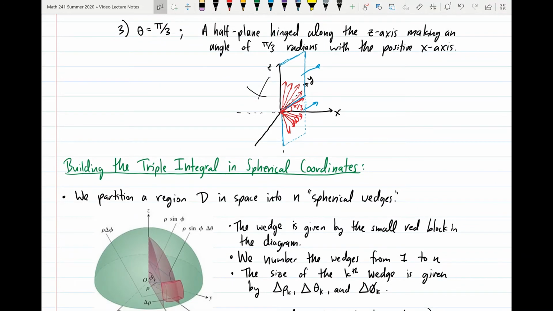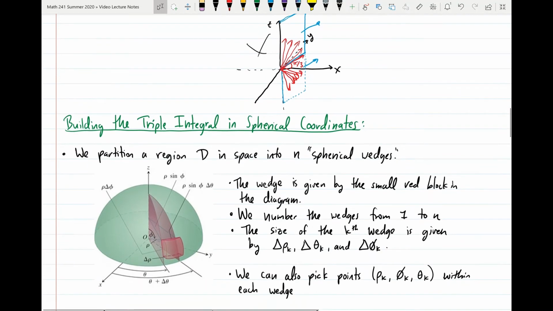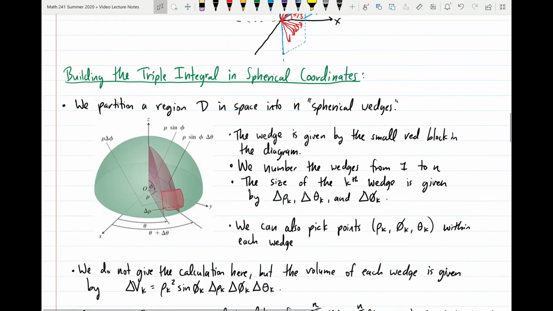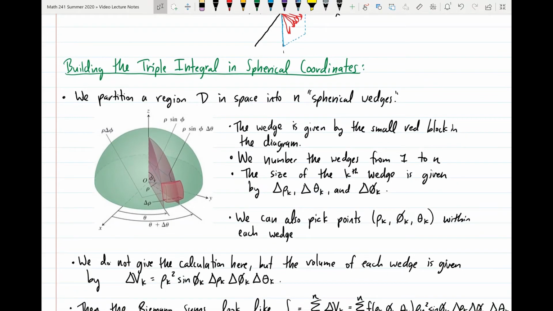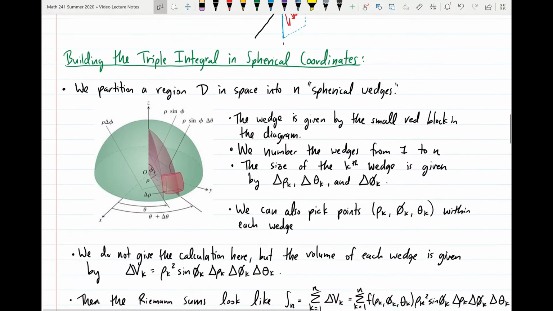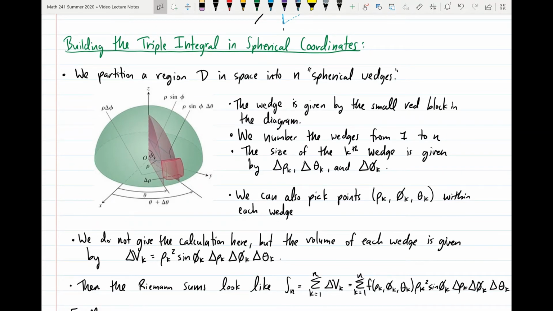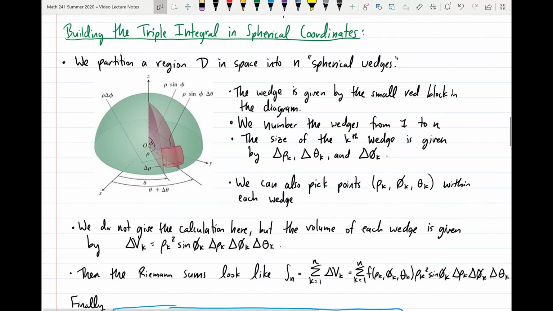So hopefully at this point you're feeling a little bit more comfortable with spherical coordinates, and the goal now is to move into integration using spherical coordinates. So just like we've done in the previous sections, we're now going to build up the notion of the triple integral for spherical coordinates specifically. So again, we're going to have some region D in three-dimensional space, and we can partition that region D into what we will call spherical wedges. And we can partition it into n of these spherical wedges.